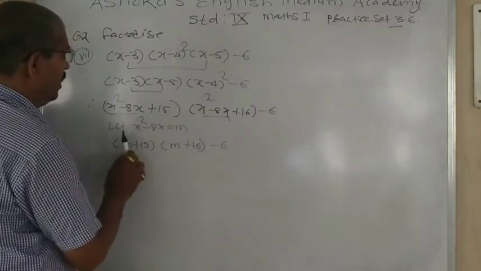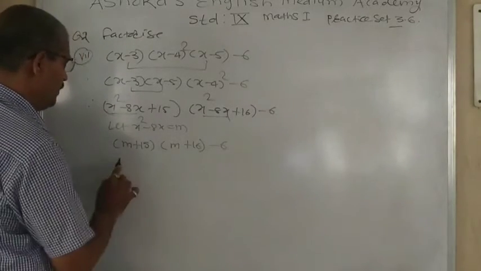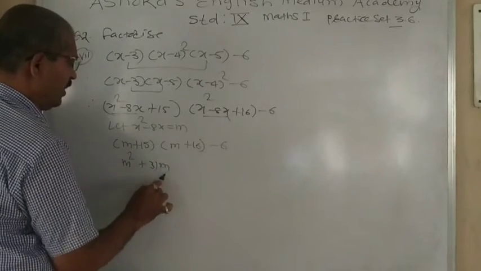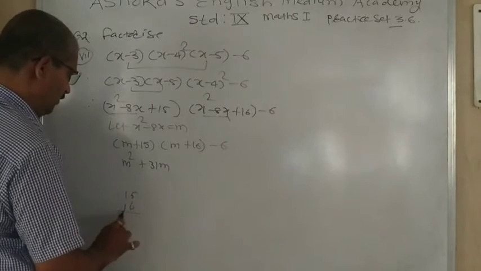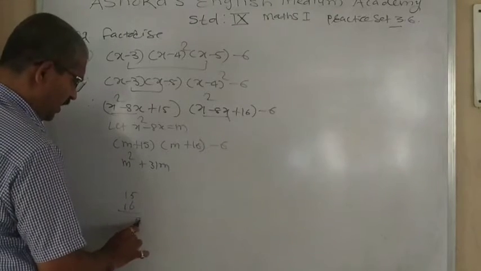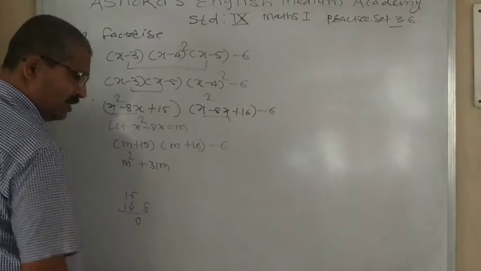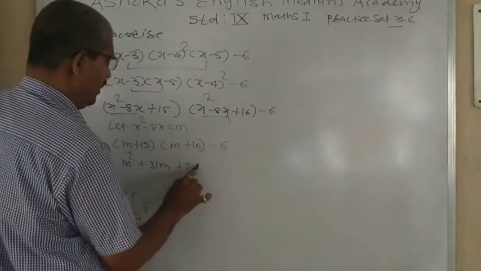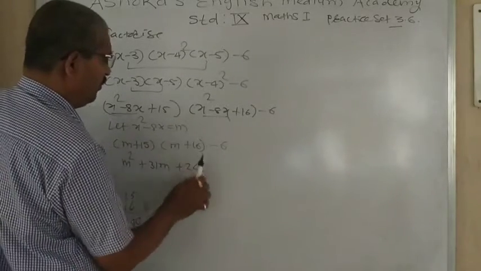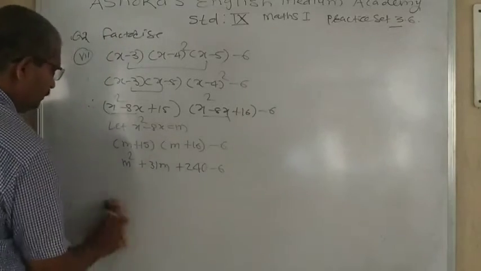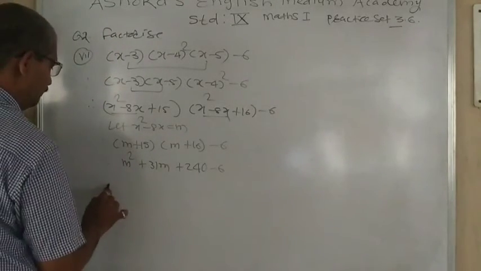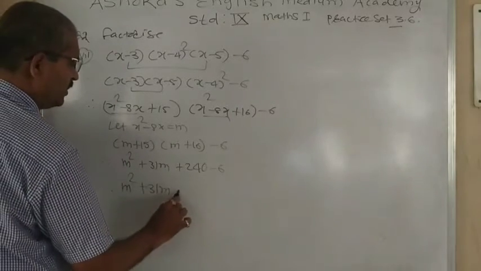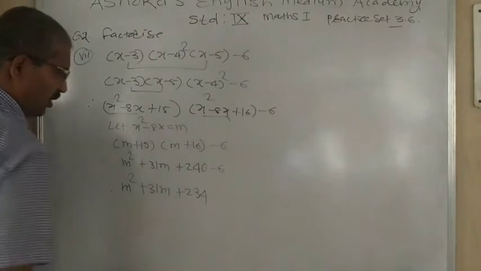Now again do multiplication of this. M into m is m square, 15 plus 16 is 31m, and 15 into 16 means 16 fives are 80, 16 ones are 16, so 240. So I will write here product is 240, 16 into 15, minus 6. Then what happens now? Check. M square plus 31m, 240 minus 6 means 234.